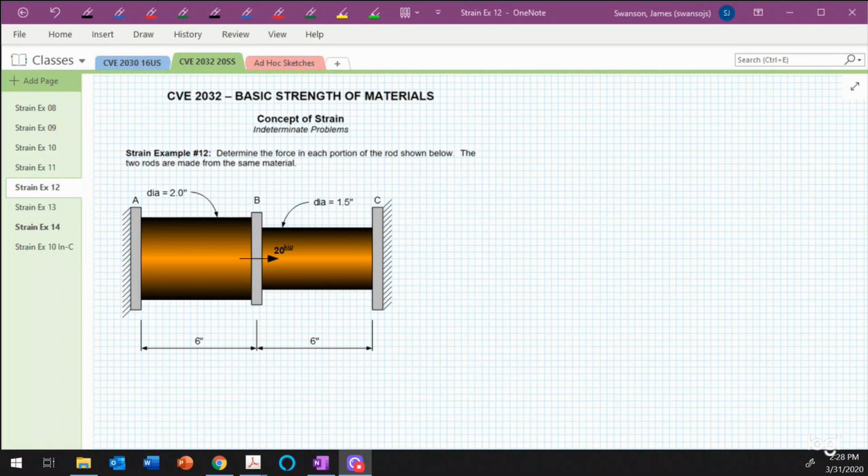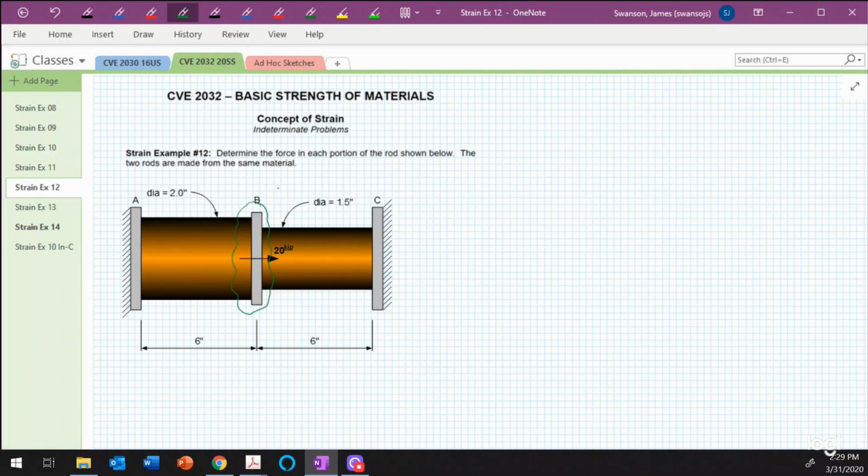So the problem asks us to determine the force in each portion of the rod shown below. The two rods are made out of the same material. So when you look at a problem like this, sometimes it can be challenging to decide what it is that you're supposed to draw the free body diagram of. So it works out that this little interface plate here that I'm highlighting in green is the element that we want to highlight as our free body diagram.